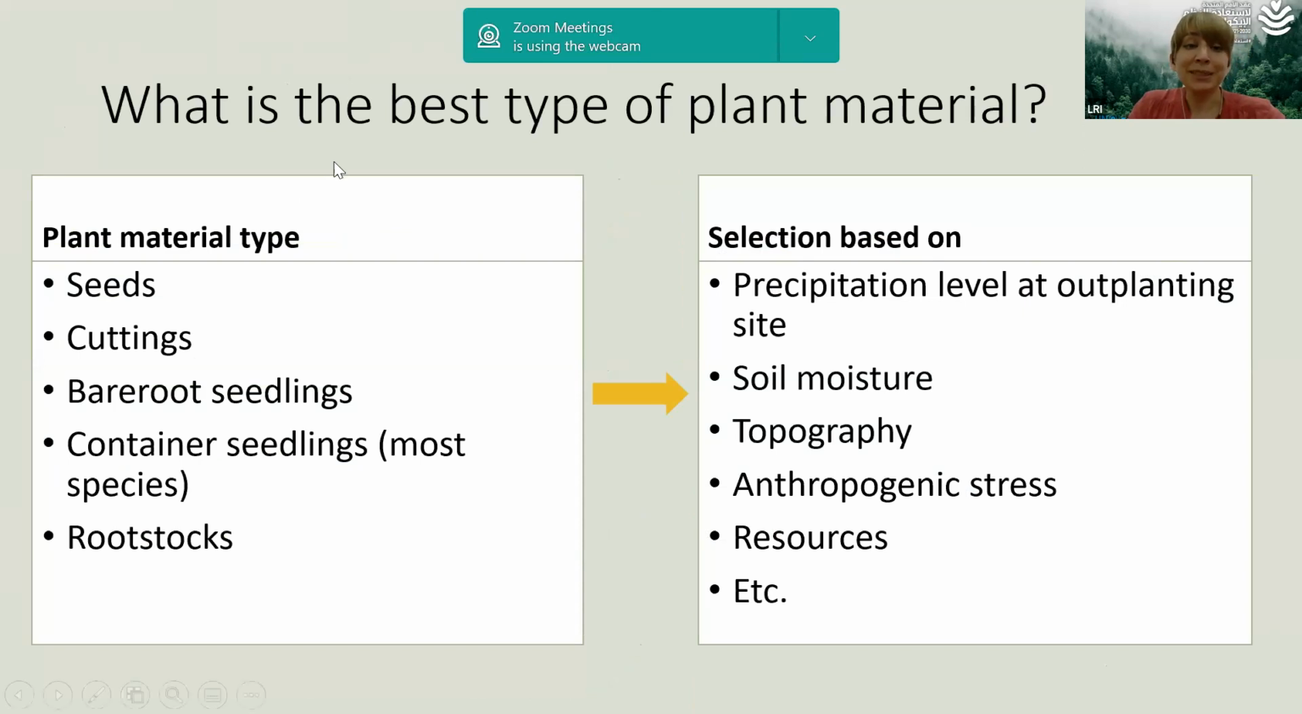So what is the best type of plant material to use? The plant material type could be different: from seeds to cuttings, bare-root seedlings, container seedlings. Most of the species and most of the projects use container seedlings and rootstocks. The selection is based on different criteria and factors. It could be precipitation level, soil moisture, topography, anthropogenic stresses, resources, etc. So depending on those criteria, we can then select the most proper plant material.